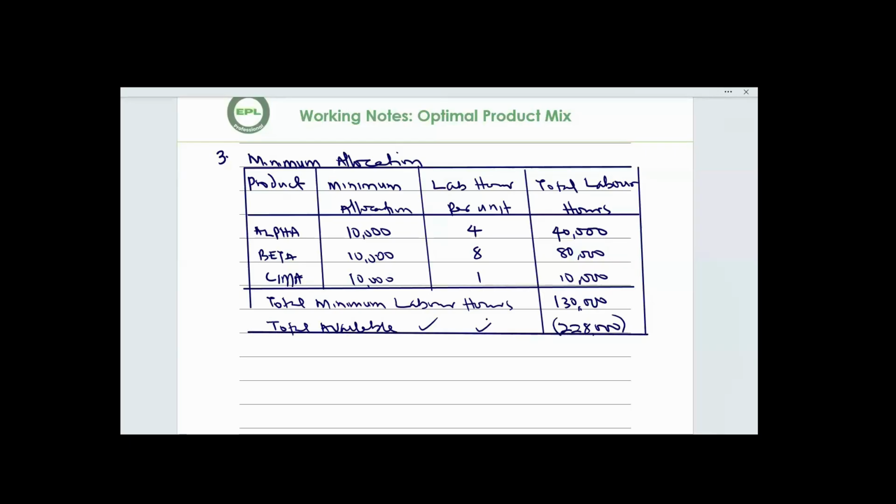What's that difference? I think that should be 98. Confirm. What's the difference? Balance. 98 available, confirmed. So the difference is 98,000. So it is this 98,000 you are going to allocate out again.